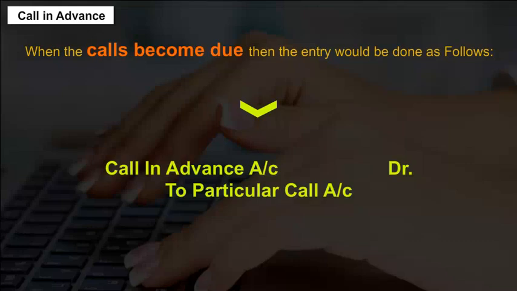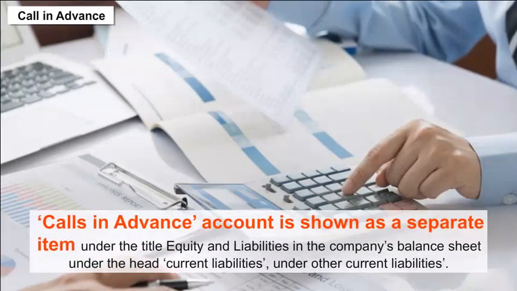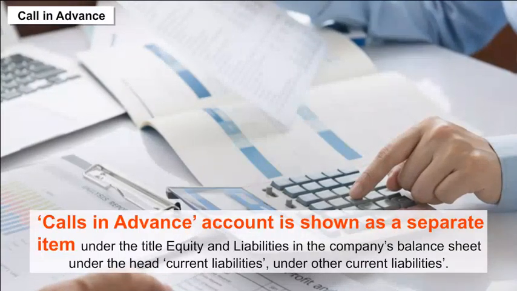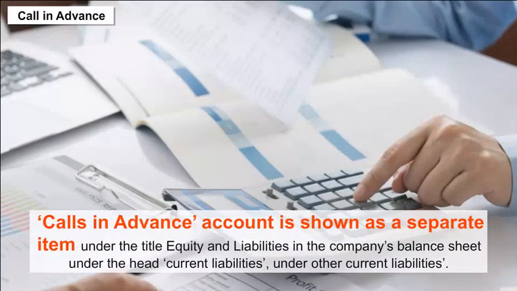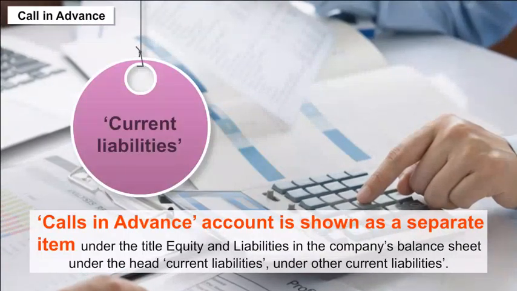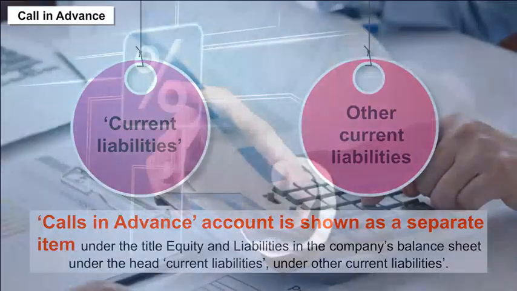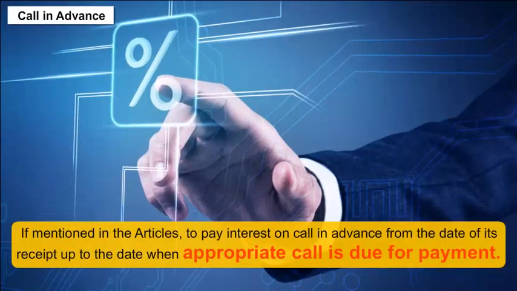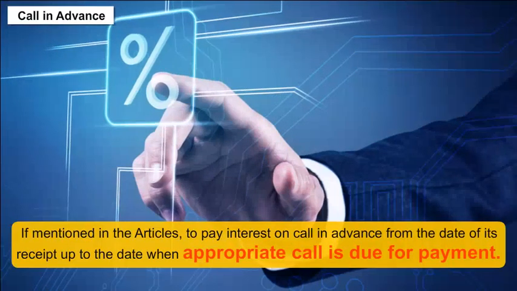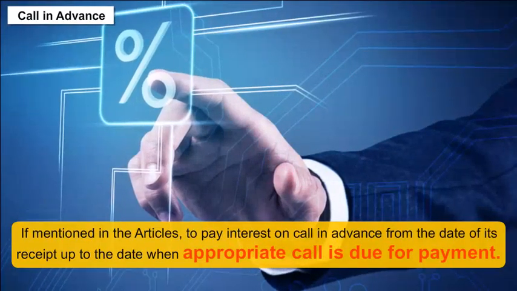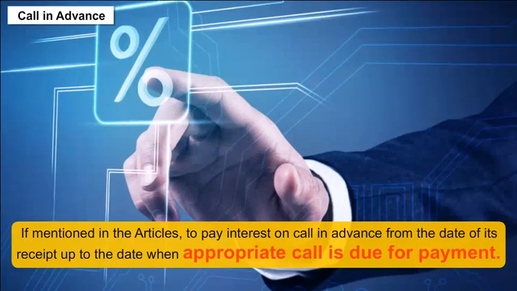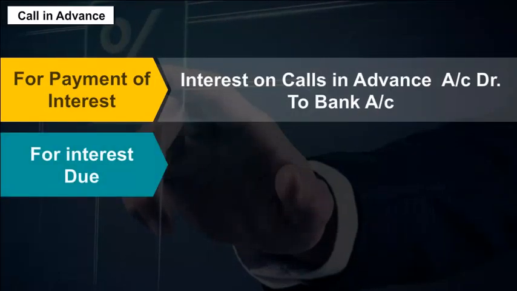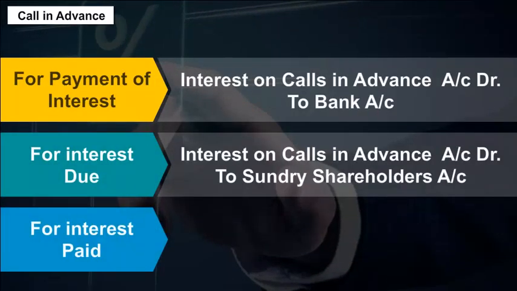Calls in advance account is shown as a separate item under the title Equity and Liabilities in the company's balance sheet under the head Current Liabilities under Other Current Liabilities. If mentioned in the articles, interest is paid on call in advance from the date of its receipt up to the date when appropriate call is due for payment. The entry would be done as follows: for payment of interest, for interest due, for interest paid.